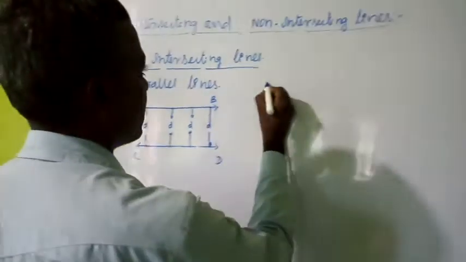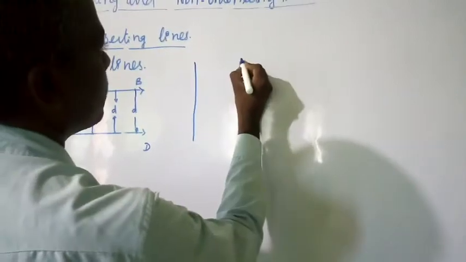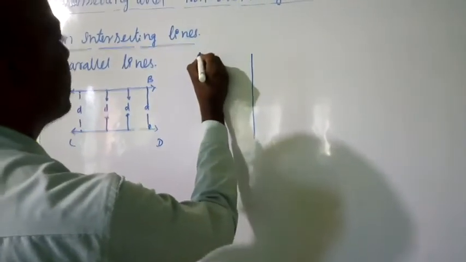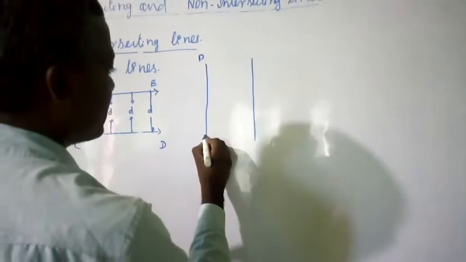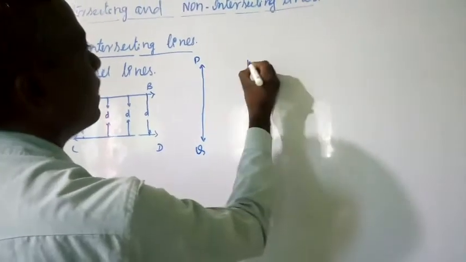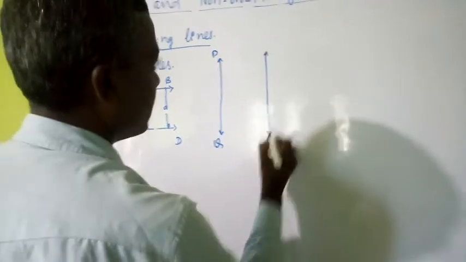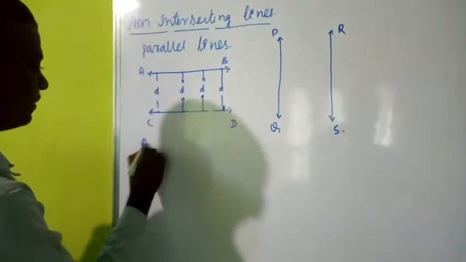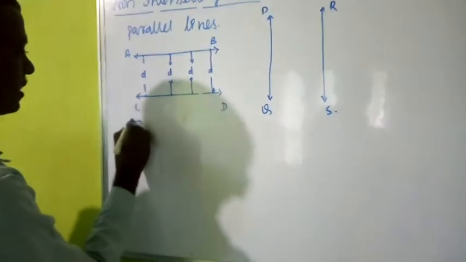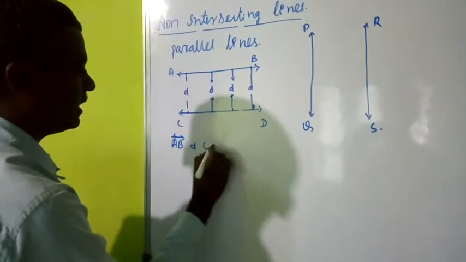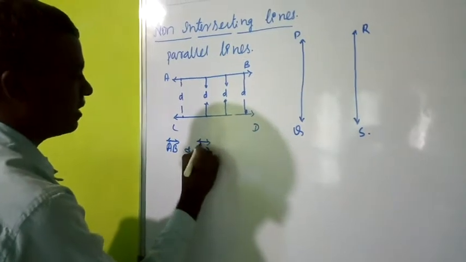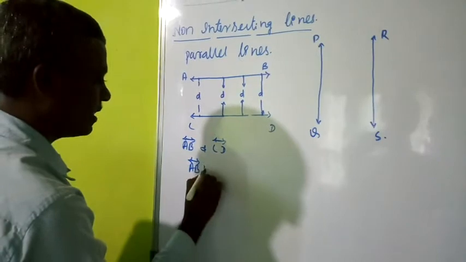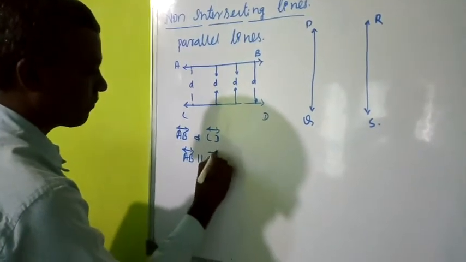So you can write these lines like this also. These lines cannot meet at any point. Such a type of lines is called parallel lines. Do you understand, students? So here is your line AB and CD. These are the two lines. Diagrammatically we can represent this like this: AB is parallel to CD.